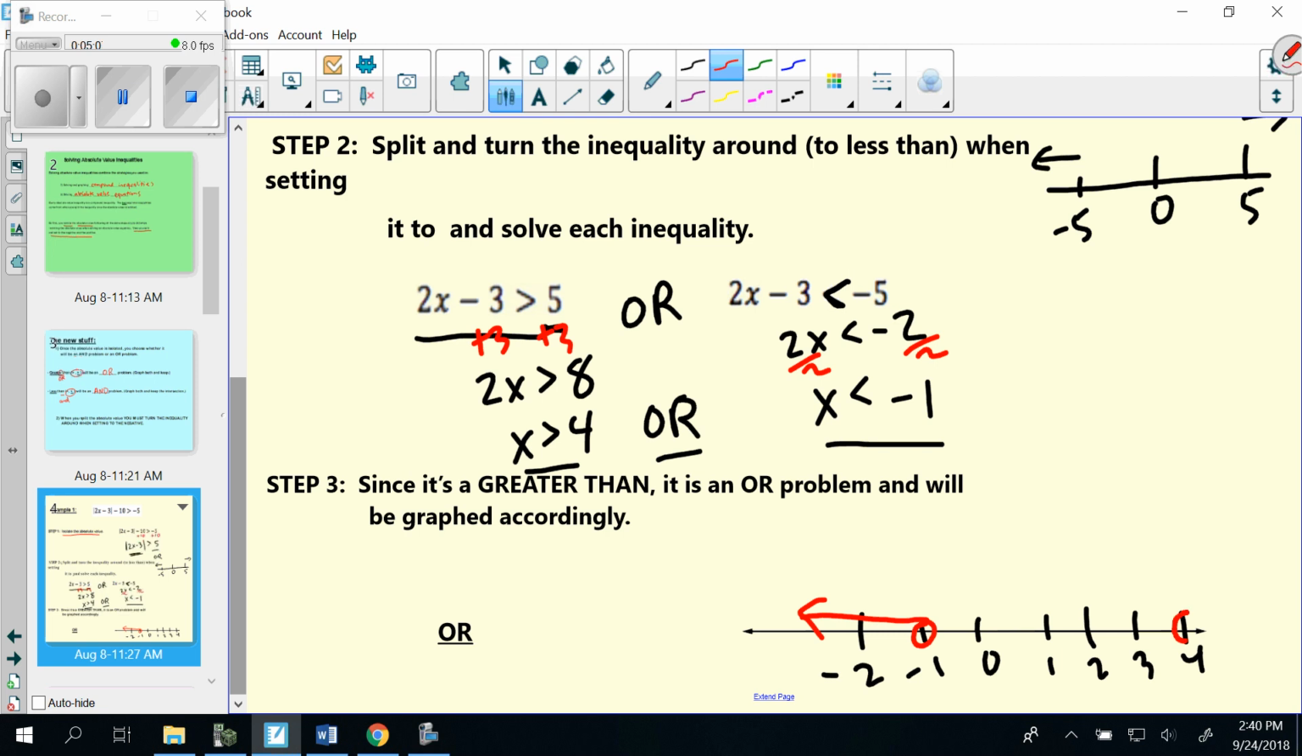Greater than 4, so 4 is out here. Again, don't fill it in because it's just greater, not greater than or equal to. That would be the points going to the right, the points greater than 4. So that's what our graph should look like on that one. The or ones, your answers are going to be here or here, one of the two places.